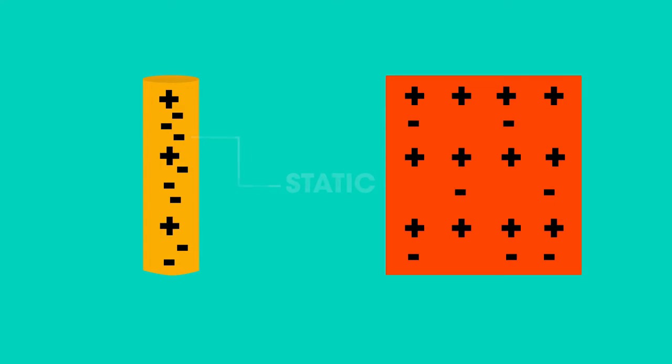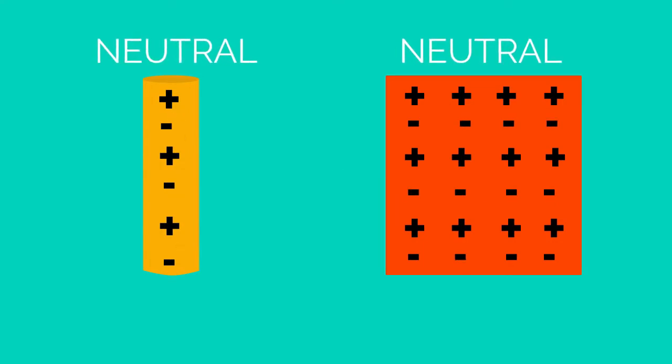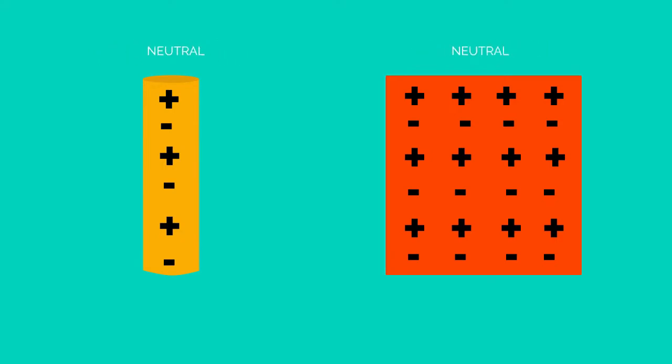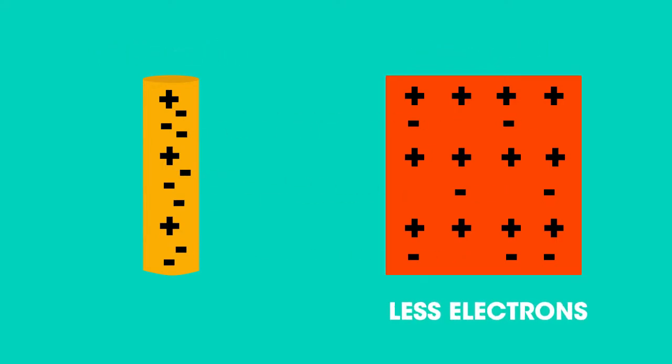Since all materials are naturally electrically neutral because they have an equal number of protons to electrons, this transfer of electrons leaves one material with fewer electrons and less negative charge than it had before, and the other material has more electrons. So one of the materials becomes positively charged and the other is negatively charged.